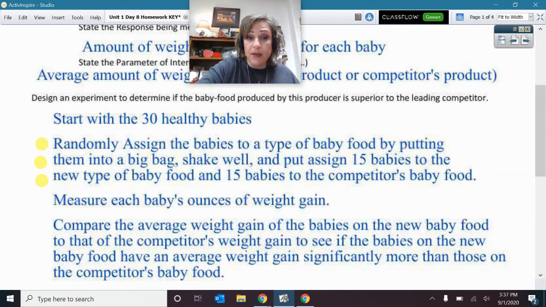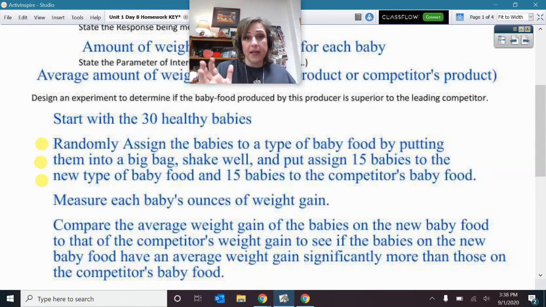Randomly assign the babies to the type of baby food by putting them in the big bag, shake well, okay, and pull out and assign 15 babies to here's our treatments, new type baby food, and 15 babies to the competitor's baby food. Okay, so that's the R, the asterisk, and the T. Then measure each. What's each individual baby information, that response you're measuring? Each baby's ounces of weight gain.